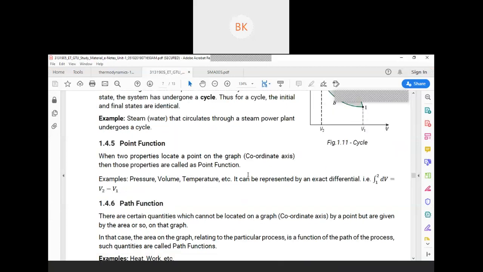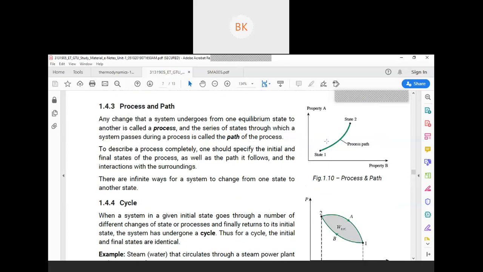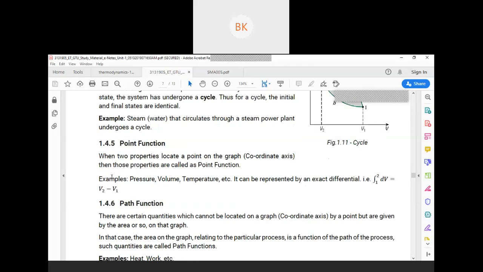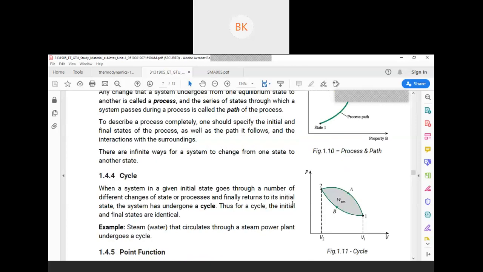Then the last thing, that is your point function and the path functions. Okay, now what is the point function, when the two properties are located on the graph, okay, then those properties are all called as a point function. तो जैसे अभी ये आप देखोगे ना, so this is the state number one and this is state number two. Now this state is represented by this point, whereas state 2 is represented by this point. Okay, now what is the path functions, whenever you locate the two properties as a point, okay, then those properties are called as a path function, sorry, point function.